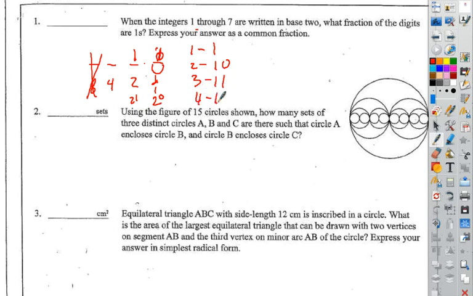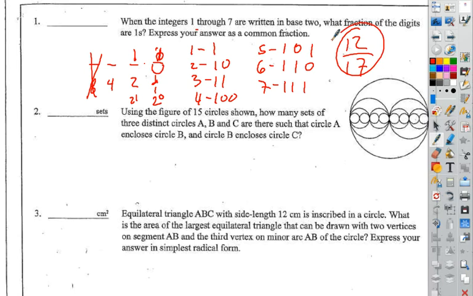4 is going to be 1, 0, 0, because I have 1 four, 0 twos, 0 ones. 5, I'm going to have 1 four, 0 twos, and 1 one. 6, I'm going to have 1 four, 1 two, and 0 ones. And then for 7, I'm going to have 1 of each of them. So that means I have a total of 12 ones out of 17 numbers.